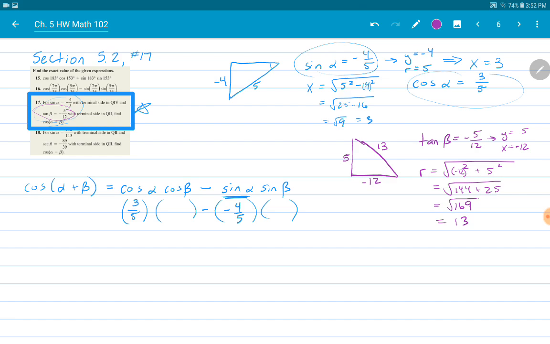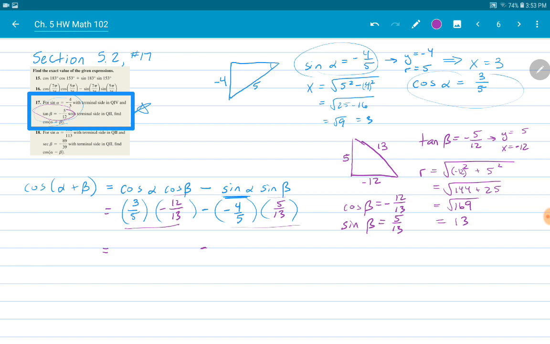And then now I have all three sides, so I can find cosine of beta and sine of beta. So cosine of beta then is going to be the x over r, so that's negative 12 over 13. And sine of beta will be y over r, so that's 5 over 13. And just plugging that into my formula, don't forget my negative sign, then I get everything I need is in my formula now. So now just multiplying these first two fractions, and then subtraction, and then multiplying those two fractions.